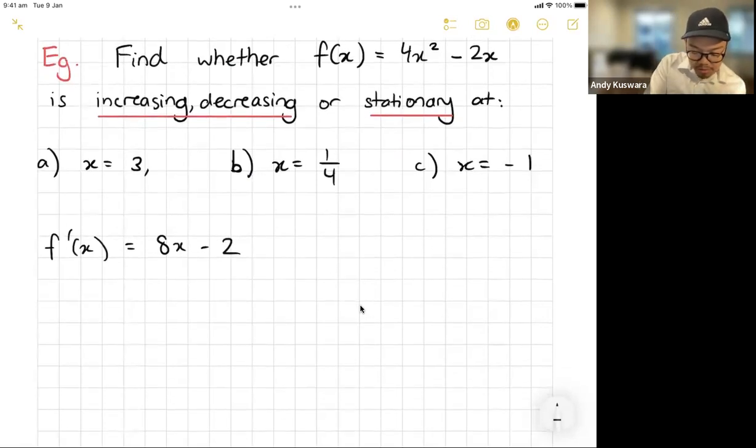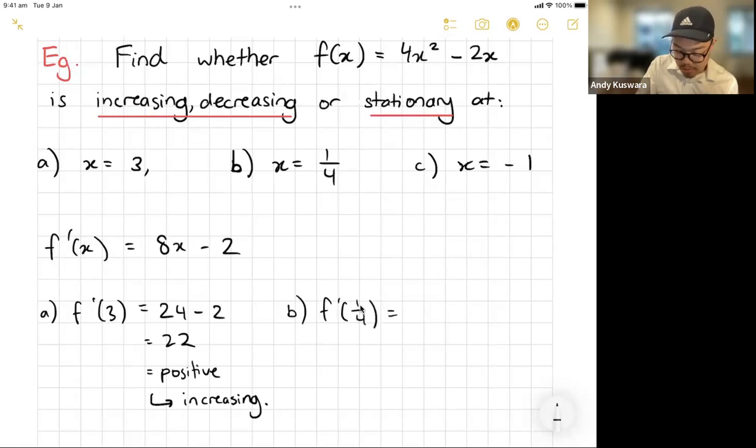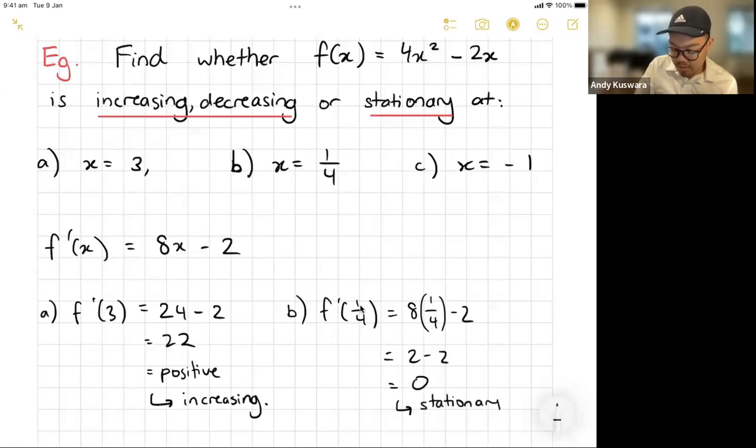Okay, now at x equals 3, I'm just going to do f dash and substitute in 3. So it's going to be 24 because 8 times 3, take away 2, that's 22. And this number here is positive, which means my function is increasing at that point. Okay, in terms of b, I'm going to do f dash of a quarter. So I'm going to go 8 times a quarter, take away 2. So 8 times a quarter is 2, take away 2, that equals 0. Therefore, if your first derivative equals 0 at the particular point, it means it's stationary.